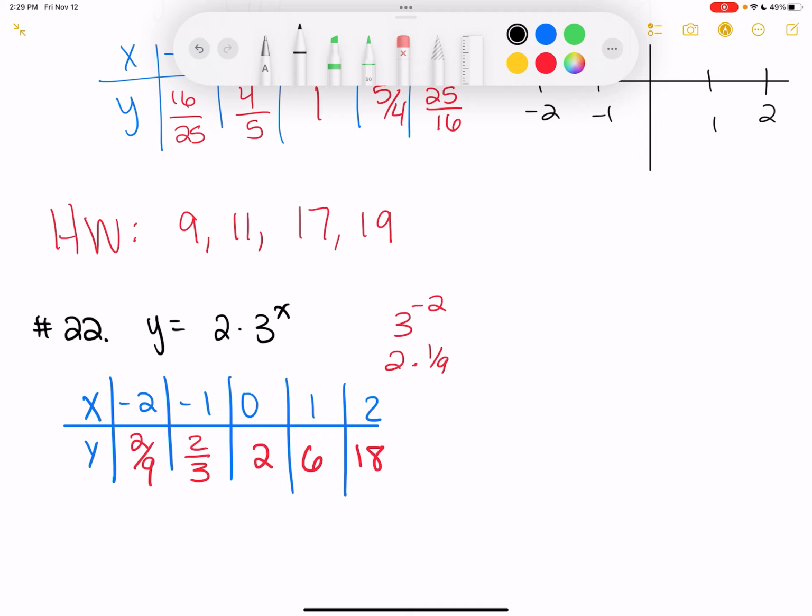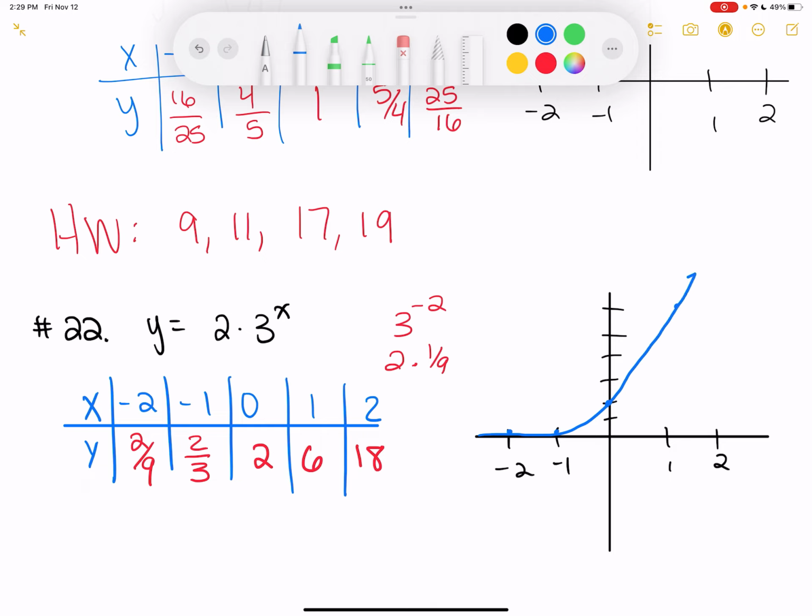So then to graph this one, again, remember since 18 is really big, I'm not going to graph that one. So I've got here 0, I'm at 2, 1, I'm at 6. So it should look something like that.